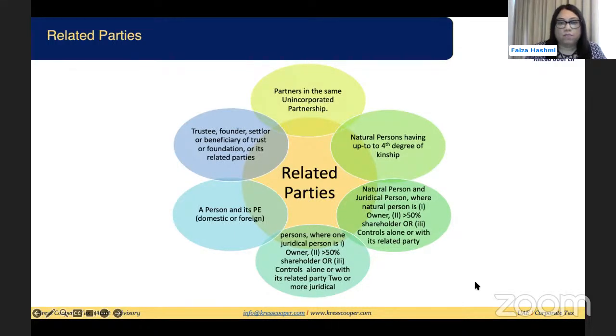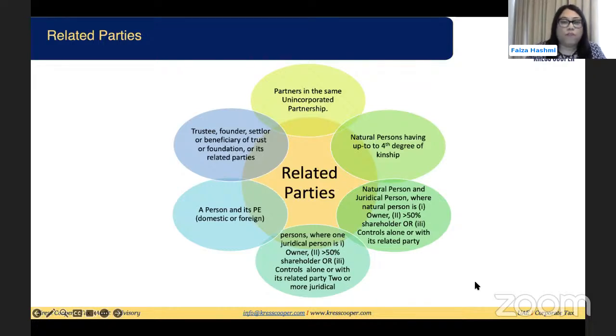Yeah, so under the corporate tax rules, the related parties are natural persons who have up to 4 degrees of kinship, or a natural person and a company, a juridical person, where the natural person is either the owner of the company, has more than 50% shareholding, or controls that related party. Or where there are two or more companies, and one is the owner or has 50% or more shareholding or controls the other company, together or alone. If there's a person and a permanent establishment, those will be considered related parties. Any trustee, founder, settlor, or beneficiaries of a trust or foundation are related parties. And partners in the same unincorporated partnership are related parties.